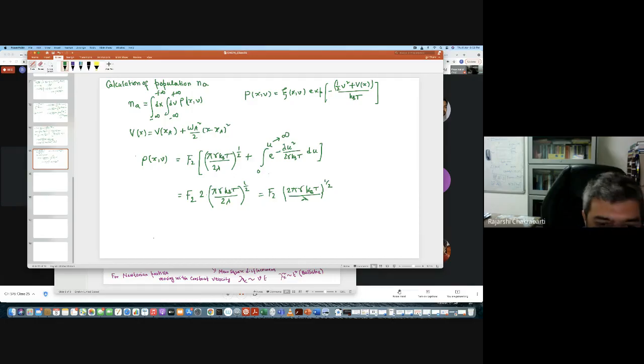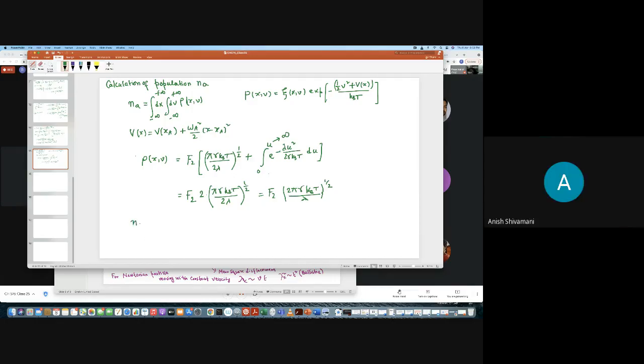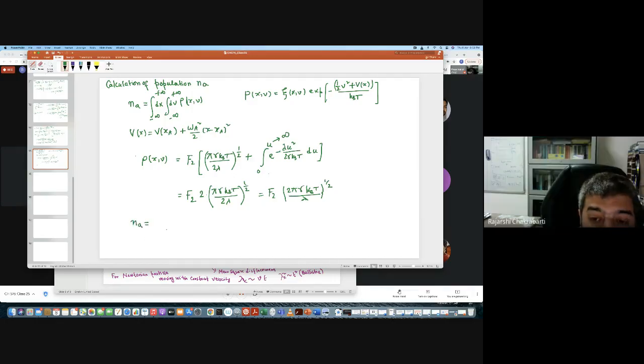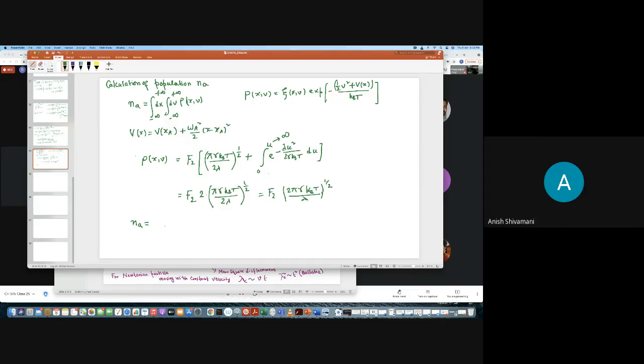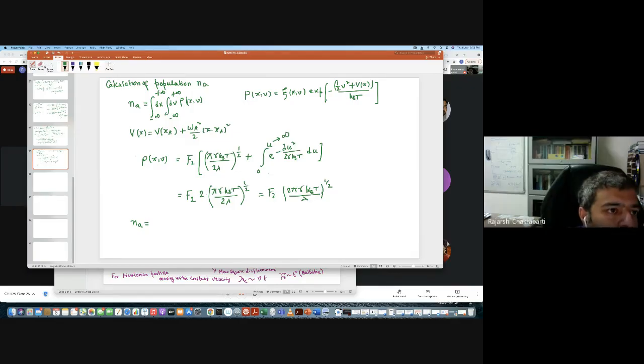Okay, so what, Xi, right? This is the expression for Xi of x, v. This into exponential beta Hamiltonian. Sorry, yeah, you're right. So Na is going to be, now you know that you integrate this, so this is constant, so the constants I can write it like this, f2.